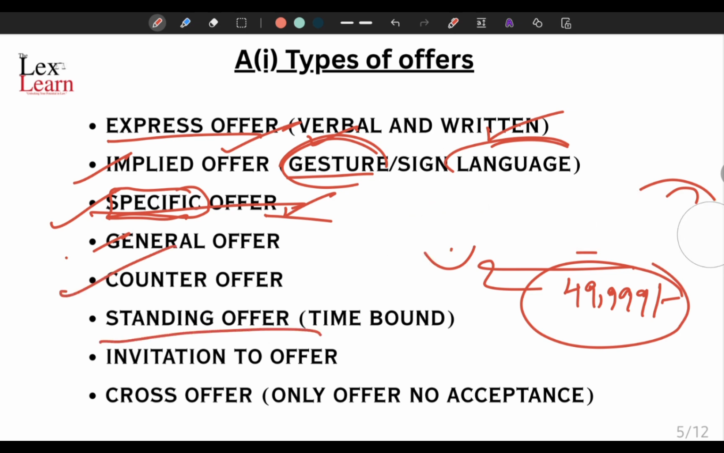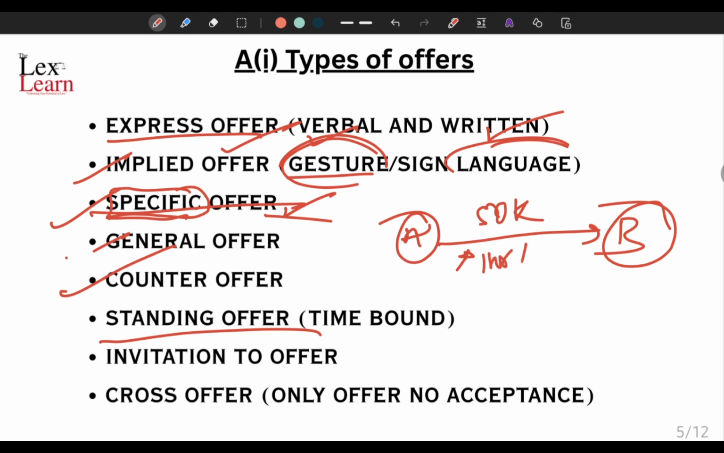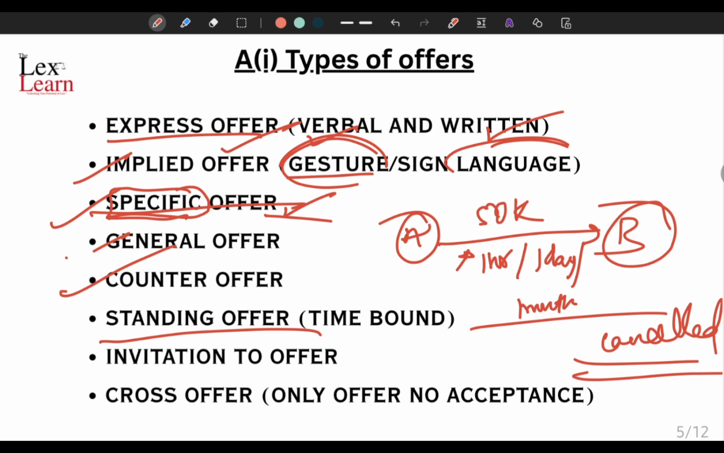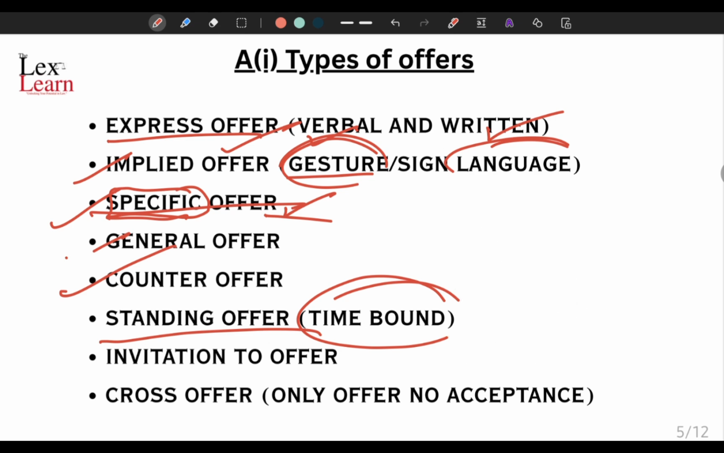And then the standing offer. Again, let's take the A and B example. A wants to sell B his bike for 50,000, and A mentions a specific condition in his contract: B, if you don't accept this within 1 hour, or within 1 day, or within 1 month, this offer automatically gets cancelled. So a standing offer is a time-bound offer for a specific period, and after the time passes, if the opposite party does not accept, it automatically stands cancelled.